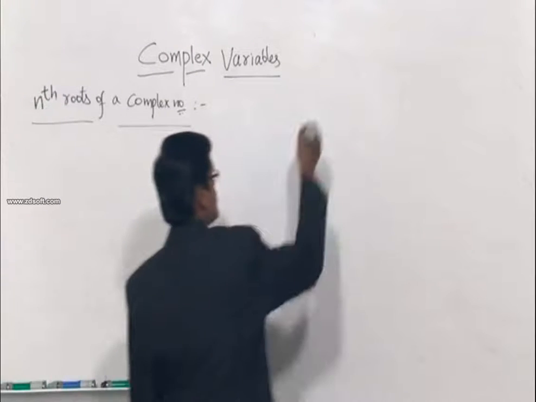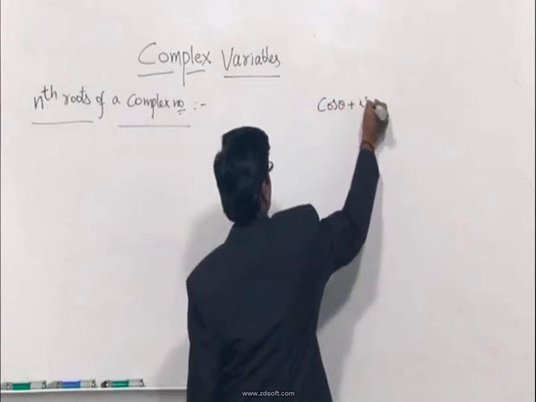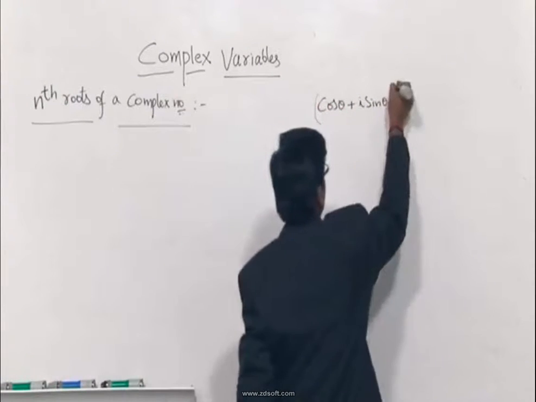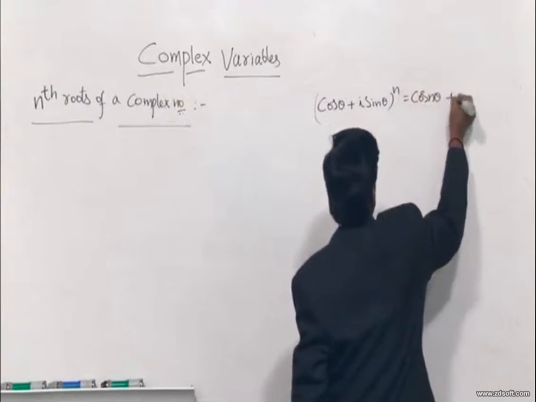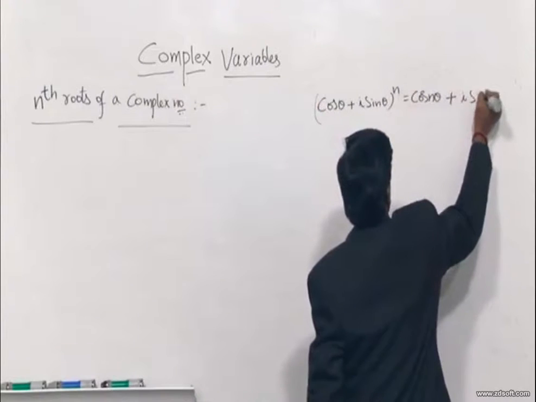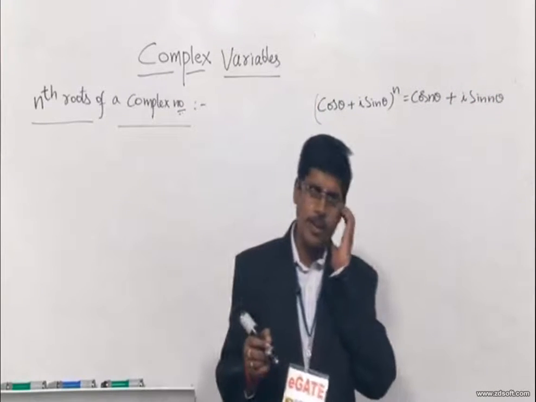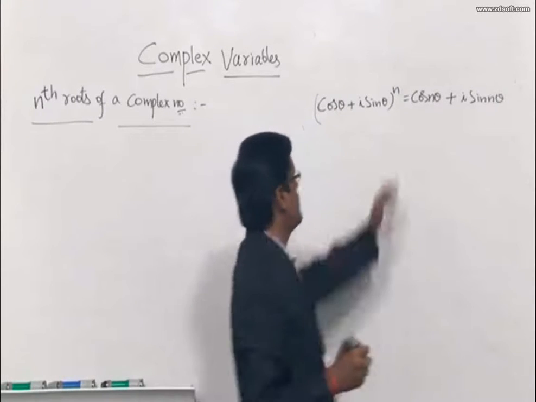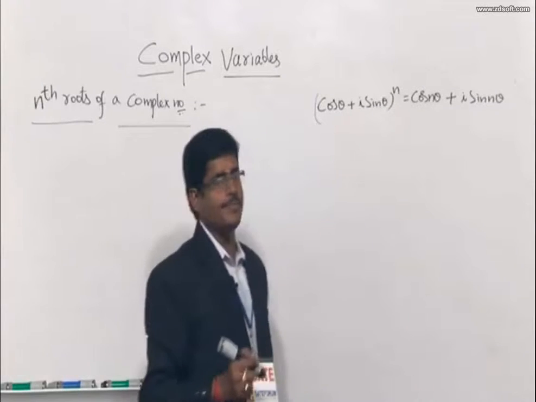And here also you remember, cos theta plus i sin theta to the power n is equal to cos n theta plus i sin n theta. This is called de Moivre's theorem. All these came from trigonometry, 11th standard, the last chapter of trigonometry, complex numbers. That is, the power n multiplies the given angle.